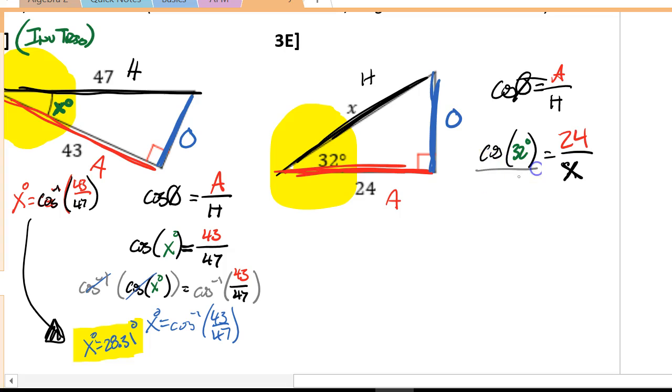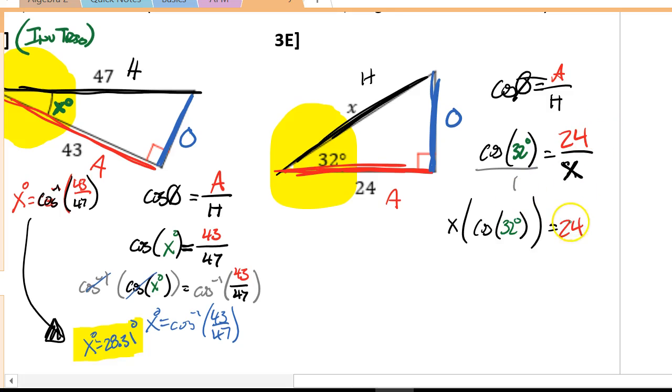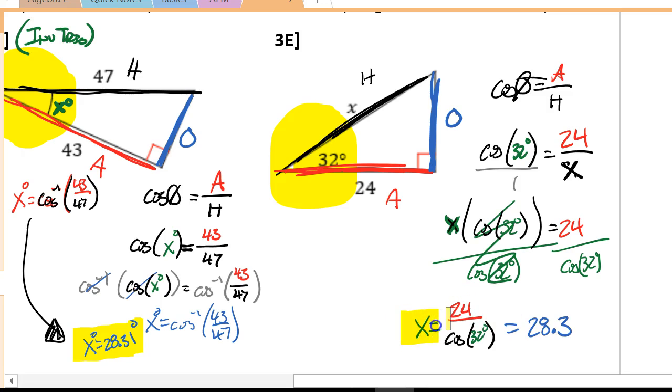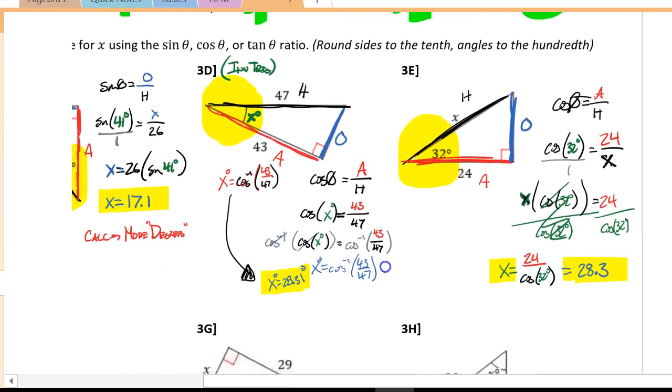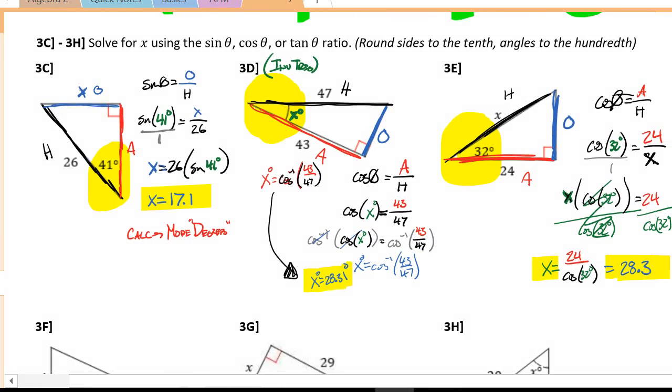In order to solve this, we make it into a proportion by putting it over 1 and cross multiply. 1 times 24 is 24. X times the cosine of 32 is x cosine 32. In order to get the x by itself here, which it is not already by itself, we're going to have to go ahead and divide both sides by the cosine of 32 degrees. These undo each other, giving us x is equal to 24 divided by cosine of 32, which is 28.3.